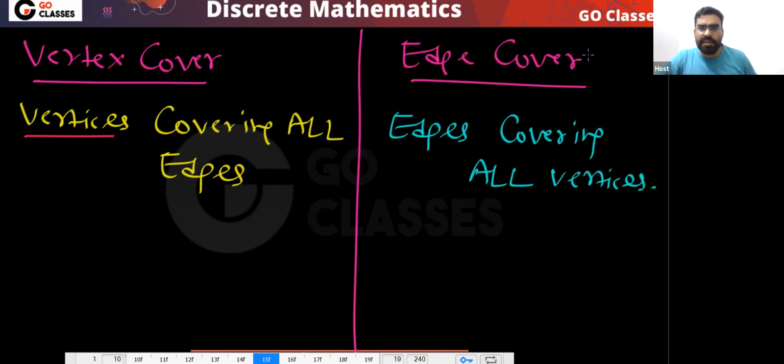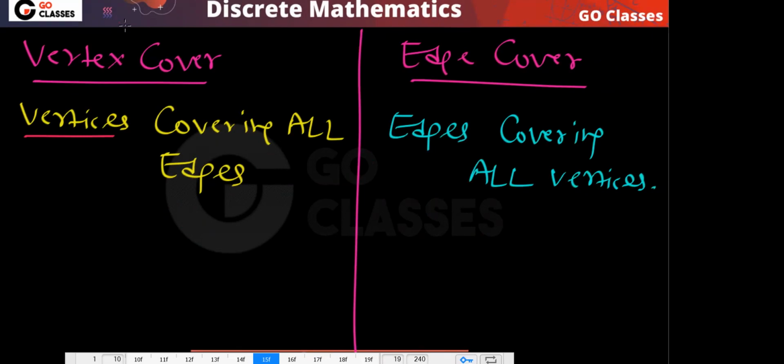Basically, tell me, in this scenario, where do we put the security guard? For the edge cover, the security guard we put at the edges. Yes or no? Because edge cover means edges which cover all the vertices. So we will put the security guard on edges. Okay, so I can say that this is the idea. Vertices covering all the edges, edges covering all the vertices. This is the simple idea.